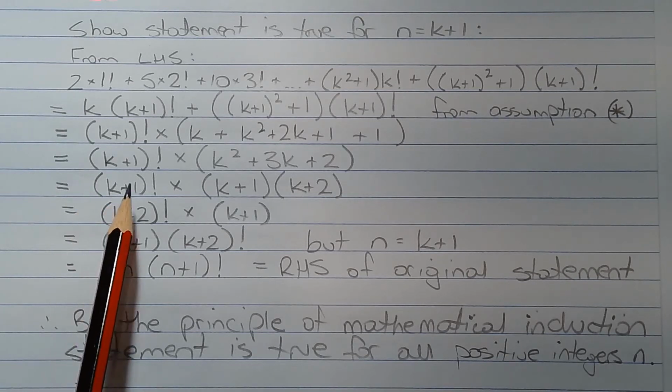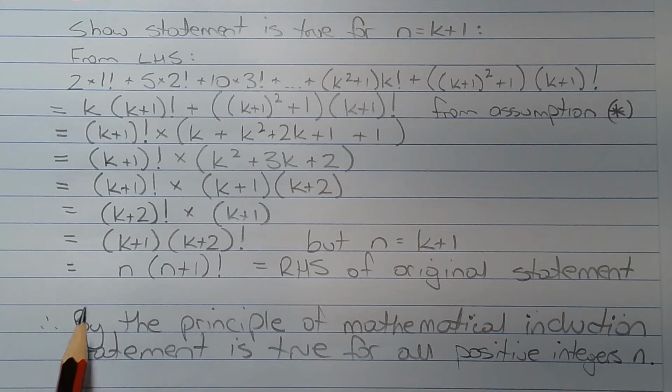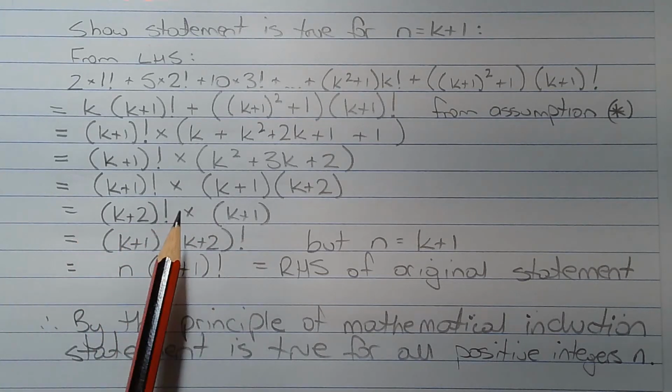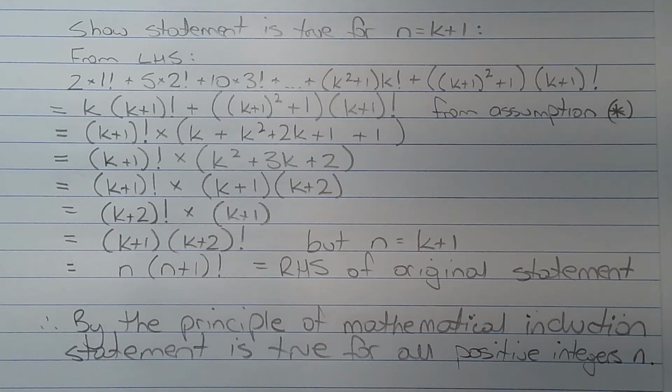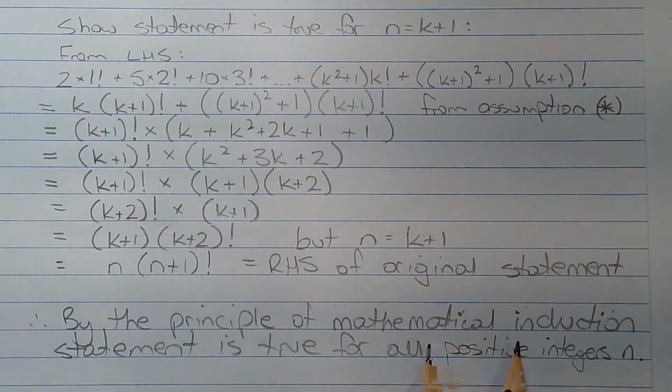Now (k plus 1) factorial times (k plus 2) is equal to (k plus 2) factorial. So we could write this as (k plus 2) factorial times (k plus 1), just swapping the terms of the product around. So that equals (k plus 1) times (k plus 2) factorial, but n equals k plus 1. So rewriting this line in terms of n, that equals n times (n plus 1) factorial, which equals the right-hand side of the original statement. Therefore, by the principle of mathematical induction, the statement is true for all positive integers n.